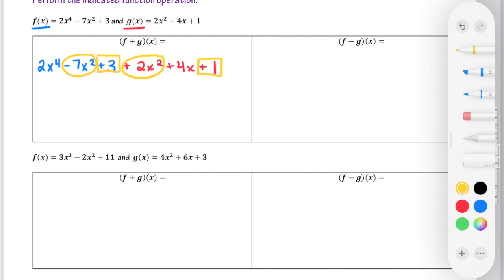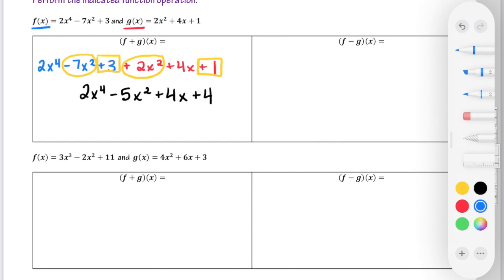And then the last thing I see is the 4x, and I don't see any other terms that have just an x. So I'm going to combine all of those. And then I'm going to bring down the rest. So I'm going to bring down the 2x to the fourth. It doesn't get combined. Negative 7x squared plus 2x squared, that gets combined. Negative 7 plus 2 gives me negative 5x squared. I need to bring down the 4x. And then I'm going to combine 3 plus 1, which gives me 4. Okay, so that is what I get when I add f plus g of x.